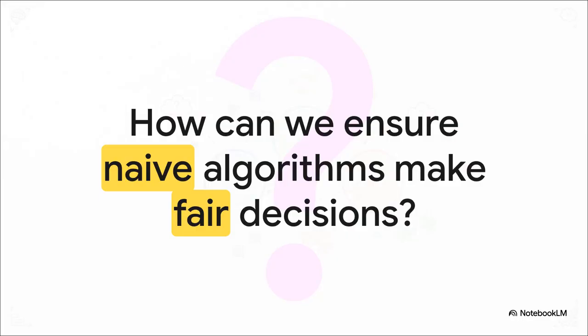Which leaves us with a huge question. As AI assumes more critical roles in society, from loan approvals to medical care, how can we ensure that these naive algorithms make fair decisions rather than just mathematically fast ones? The tension between rapid, probabilistic efficiency and our ethical responsibility is honestly a major hurdle for the next generation of data scientists.